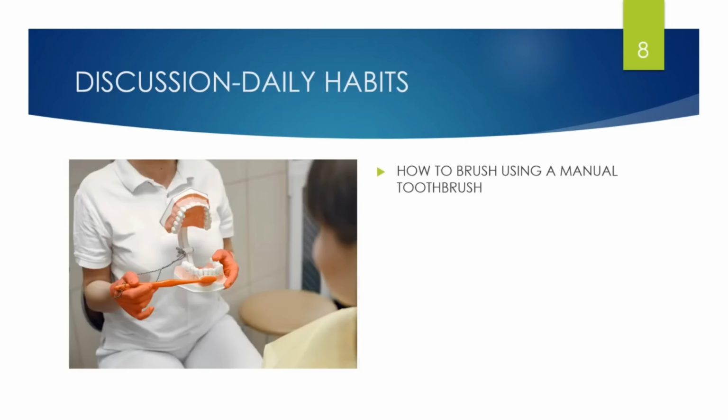So, what are the daily habits? What are some of the things you can do to prevent tooth decay? Brushing. If you're going to be using a manual toothbrush, there's a technique to it. Please go for a medium bristle. You have to hold the toothbrush at an angle of 45 degrees. Use the roll technique and move from the gum onto the tooth. Please do not brush horizontally.